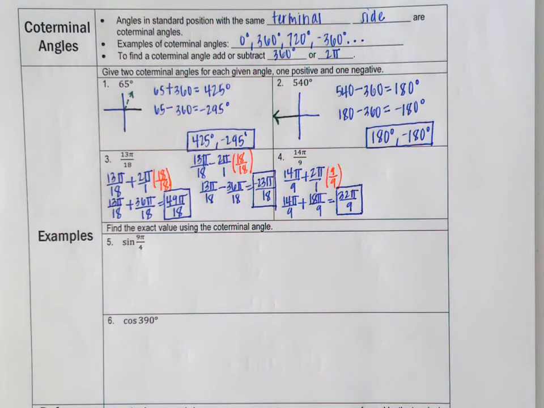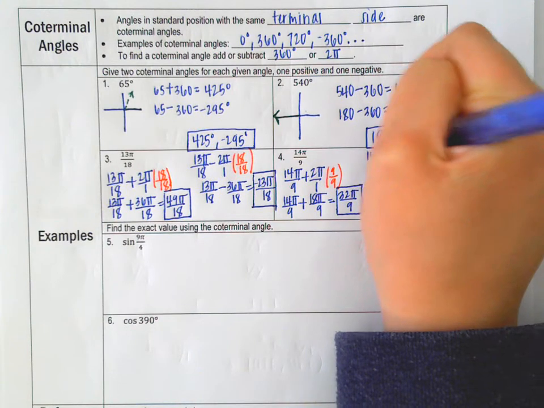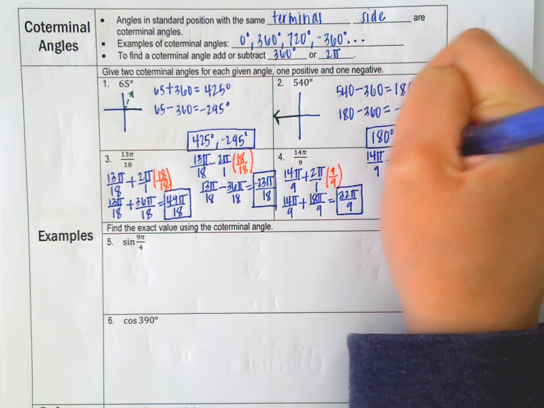Okay, so now once we've gotten the positive, we can now get the negative by subtracting 2 pi. So we're just going to go through that same process again.